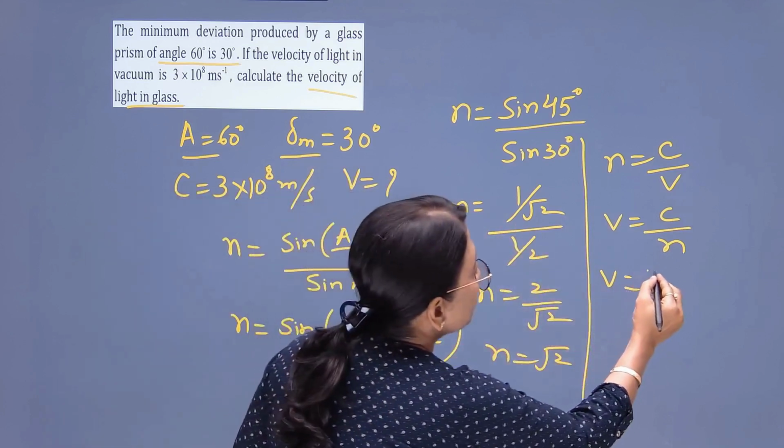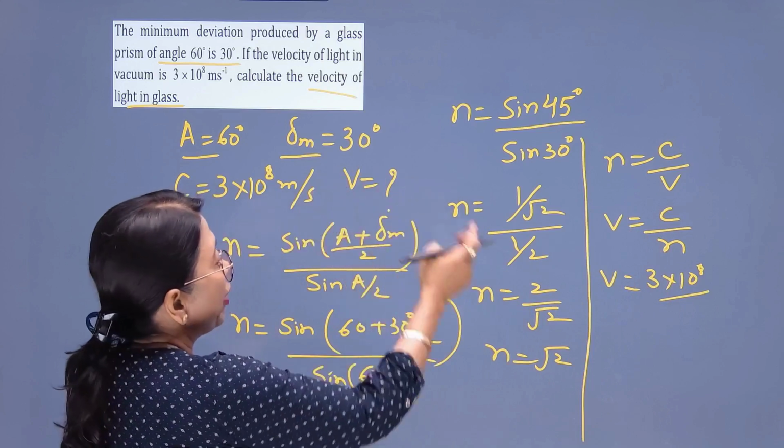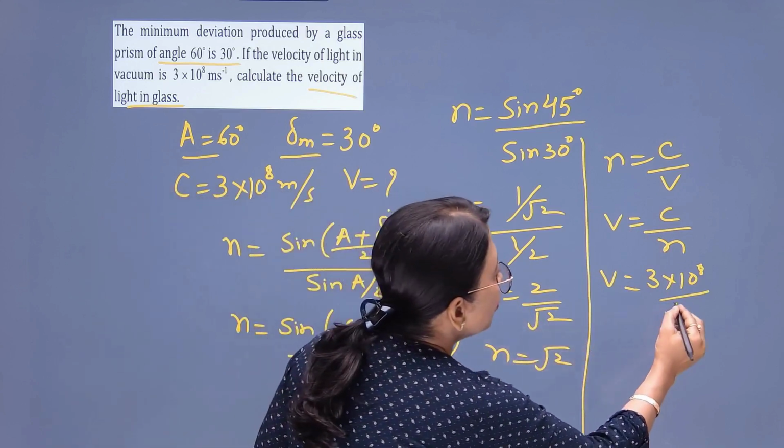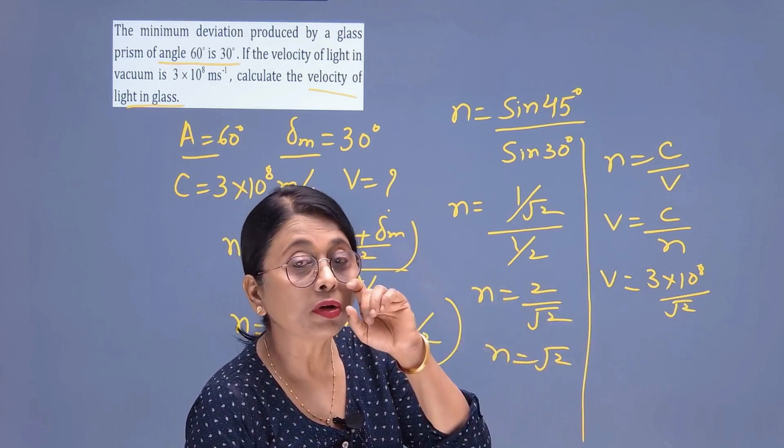We know that value, that is 3 into 10 power 8. And how much is n? N is, we have got it, that is root 2. So we got the value as 3 by root 2 into 10 power 8. और अगर आपको फाइंड आउट करना है तो आप क्या करोगे?